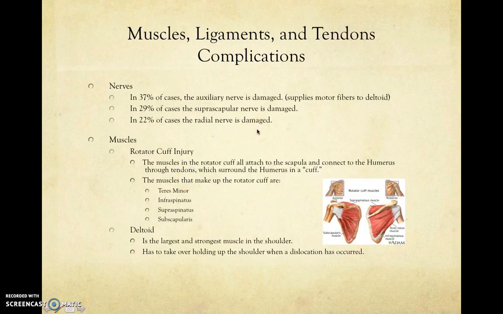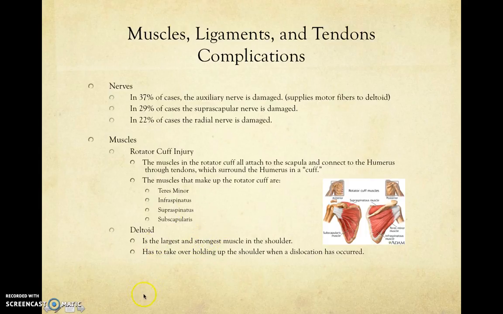Muscles, such as the rotator cuff. The rotator cuff is a group of four muscles that attach to the scapula and connect to the humerus through tendons, which then surround the humerus and the humerus head in a cuff-like formation, hence the name rotator cuff. These muscles are the teres minor, the infraspinatus, the supraspinatus, and the subscapularis.